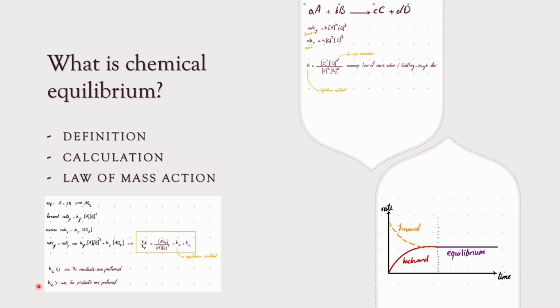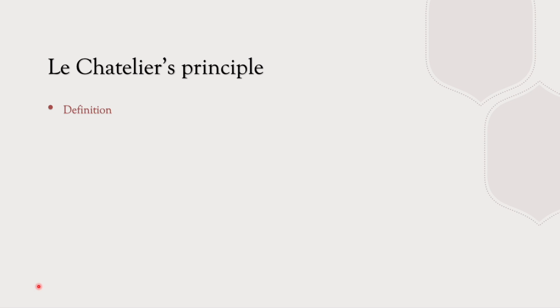Now let's talk about Le Chatelier's principle. It states that if an external stress is applied to a system at equilibrium, the system adjusts itself in such a way that the stress is partially offset. Okay? Another way you can say it like this. If there is a change in equilibrium system due to change of concentration, temperature, or pressure, then the equilibrium will shift to the direction in order to compensate and re-establish the equilibrium.